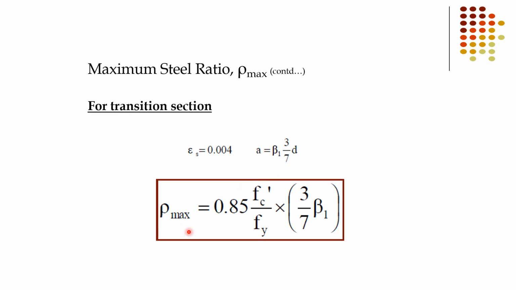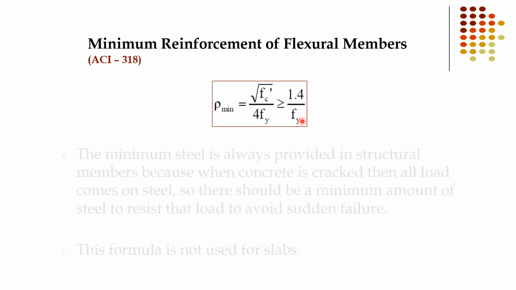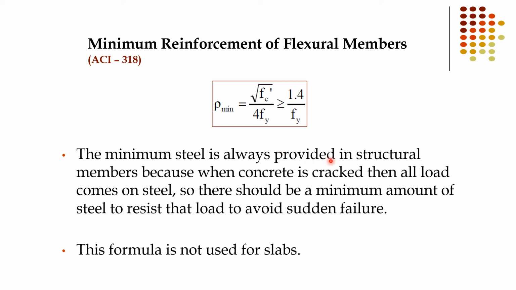Now minimum reinforcement for flexural members, for beams. That is the square root of Fc prime divided by 4 Fy, which should be greater than or equal to 1.4 over Fy. The minimum steel is always provided in structural members because when concrete is cracked, all the load comes on the steel. So there should be a minimum amount of steel to resist that load to avoid sudden failure. It means if in your calculations, due to very low loading, no steel is required, you must still provide the minimum steel.